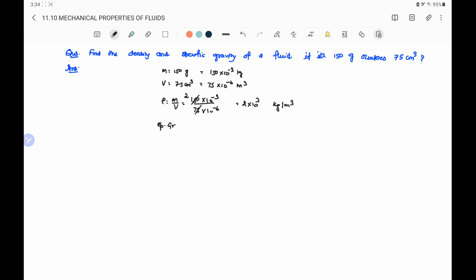Specific gravity is the ratio of the density with respect to the density of water at 4 degrees Celsius. And this value of the density of water at 4 degrees Celsius is 10 to the power 3 kilogram per meter cube. So specific gravity will be 2 into 10 to the power 3 divided by 10 to the power 3. So specific gravity of the fluid will be 2. This is the answer.